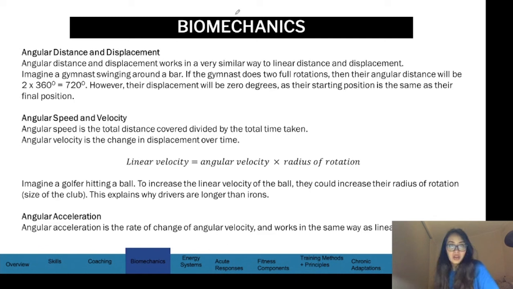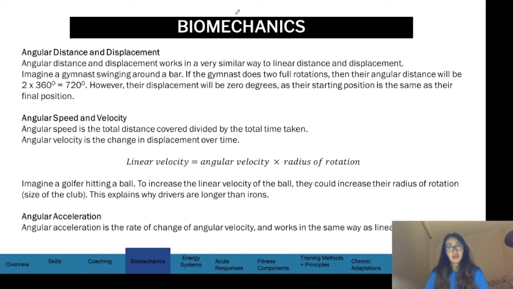Okay, so on to angular distance and displacement. Angular distance and displacement work in a very similar way to linear distance and displacement. If a gymnast is swinging around a bar and does two full rotations, their distance would be 360 degrees times two, which is 720 degrees, but their displacement would be 0 degrees, as their starting position is the same as their final position. Angular speed and velocity is the total distance covered divided by the time taken. Another formula which you need to remember, but you don't need to use it exactly, just need to understand it.